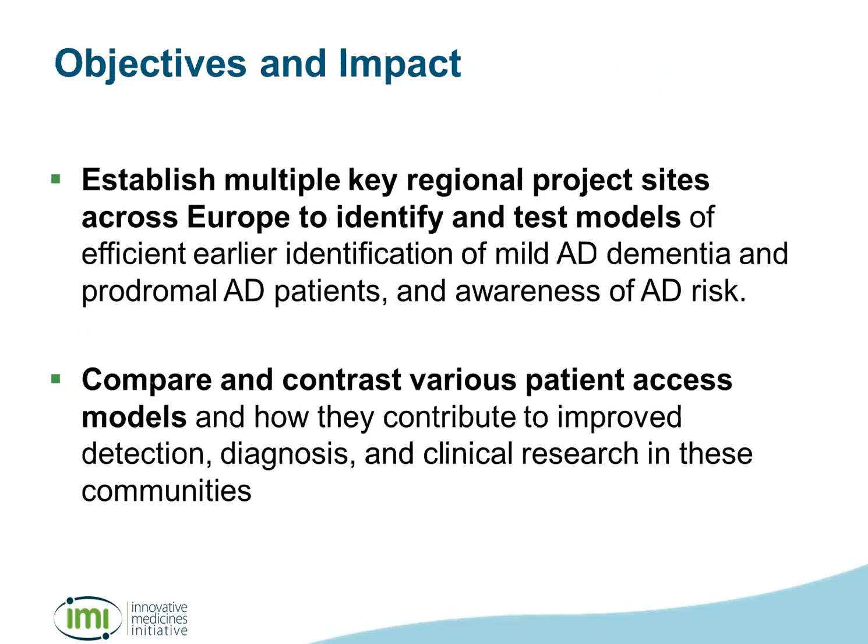In terms of objectives and impacts, what we intend to do is establish multiple key regional project sites across Europe to identify and test models of efficient earlier identification of mild Alzheimer's dementia and prodromal Alzheimer's dementia patients, prodromal and MCI patients, and awareness of AD risk, and to compare and contrast various patient access models and how they contribute to improved detection, diagnosis, and clinical research in these communities.